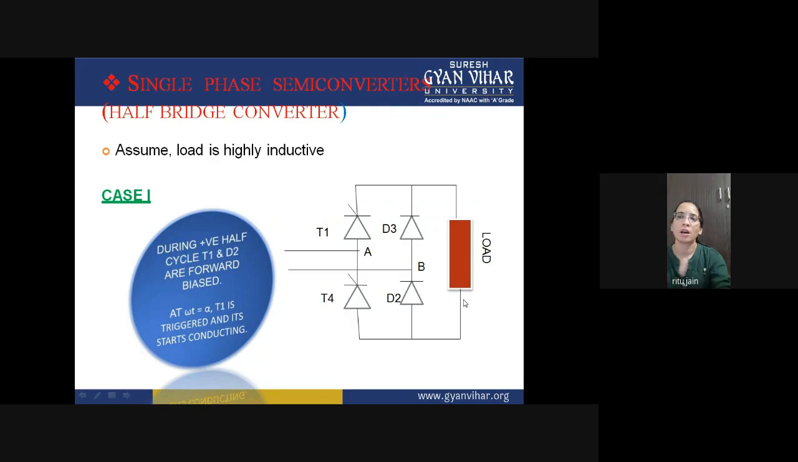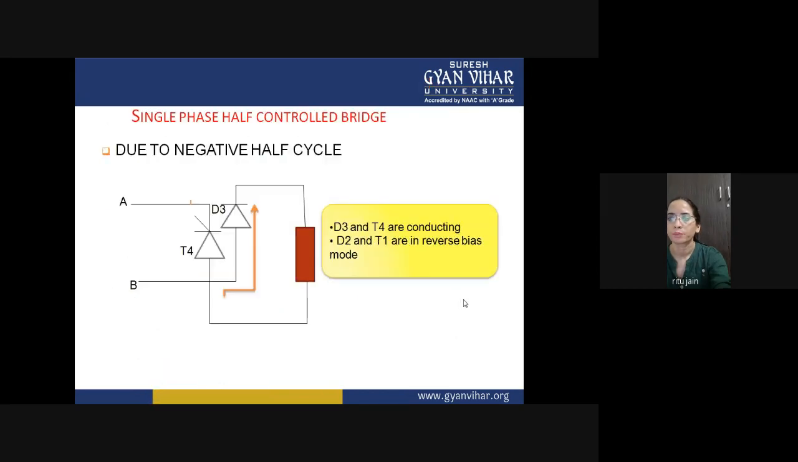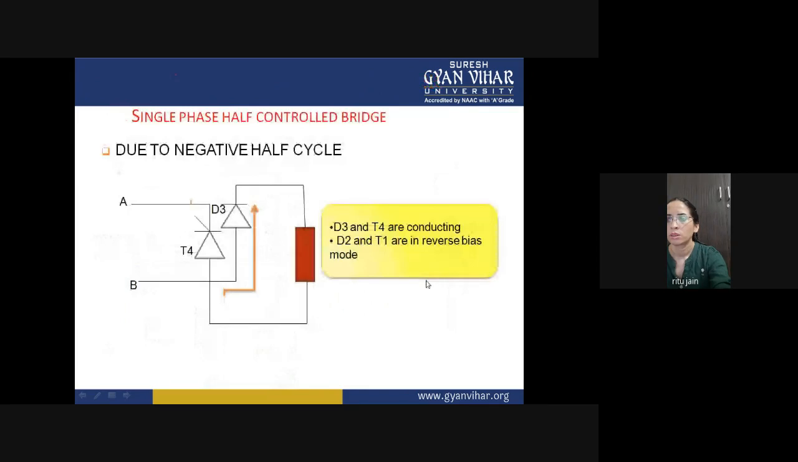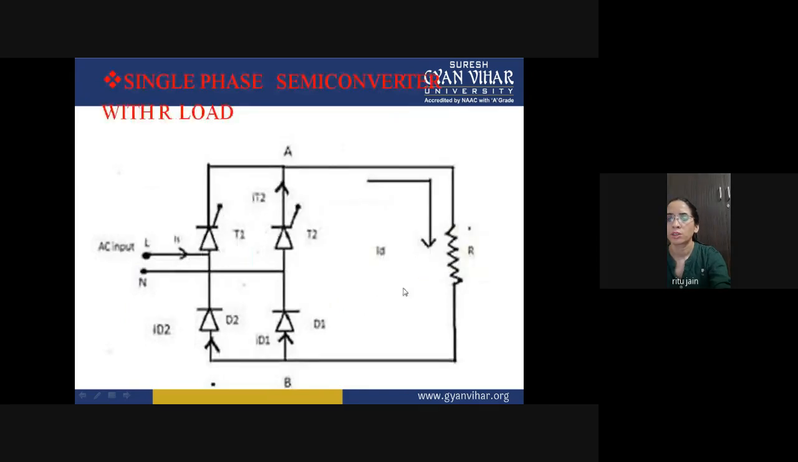So this is your half bridge converter, and you can say this is your semi converter in which you are using two SCRs and two diodes. Now let's talk about your R load, in which an inductor is not connected in the load. So in this case, you are using two SCRs, T1 and T2, and two diodes, D1 and D2.